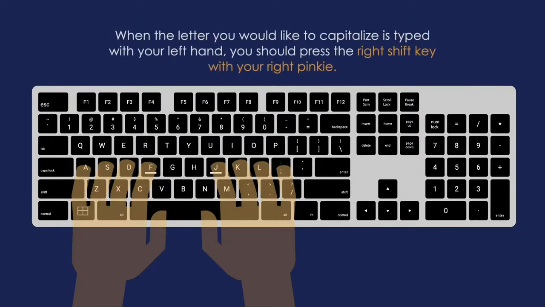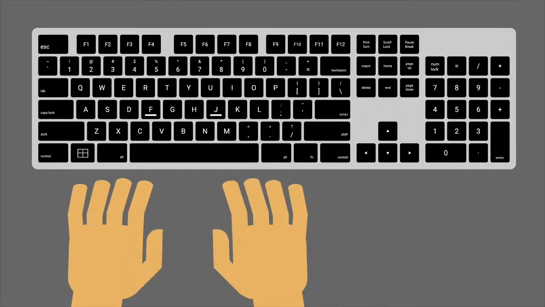In other words, when the letter you would like to capitalize is typed with your left hand, you press the right shift key with your right pinky. When the letter you would like to capitalize is typed with your right hand, you press the left shift key with your left pinky. Become familiar with the rest of the alphabet.